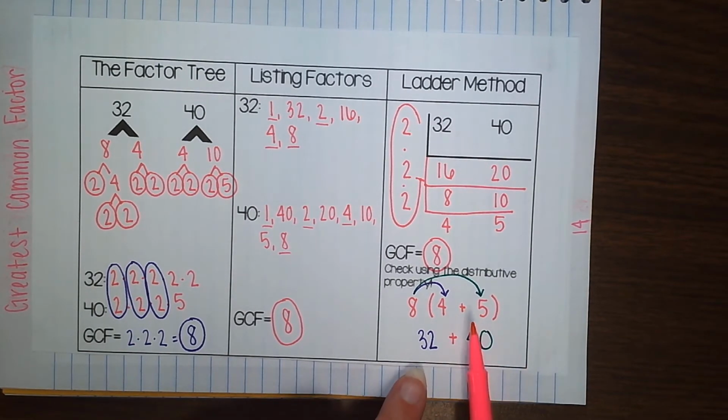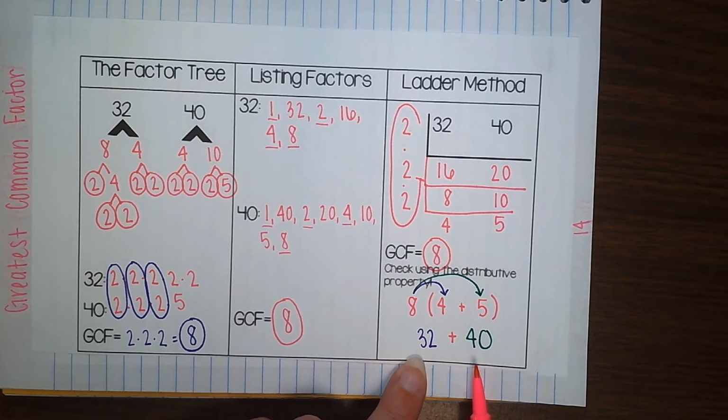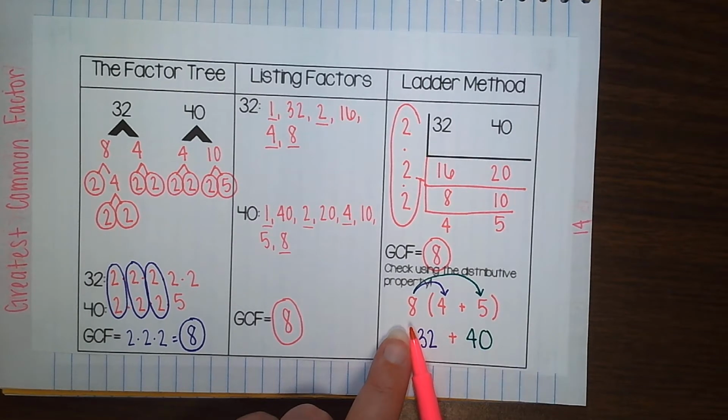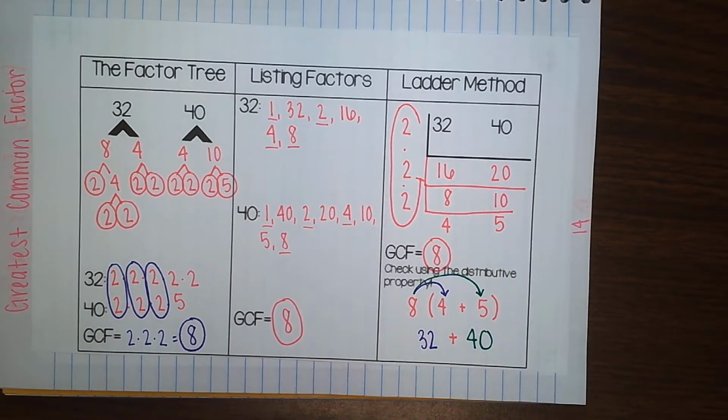Okay, so we will see this on homework, we will see this on the calendar. So distributive property: take out the biggest number that you can, and that gives us our greatest common factor. Then when you factor that back out, it gives you your original starting numbers. Okay, let's move on.